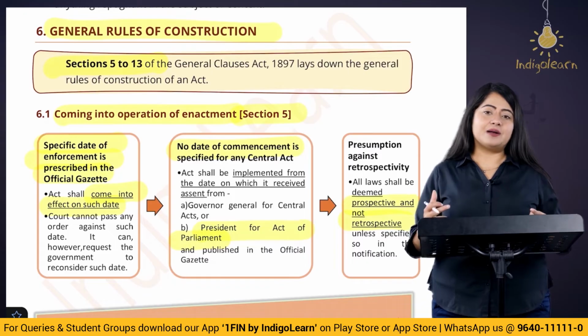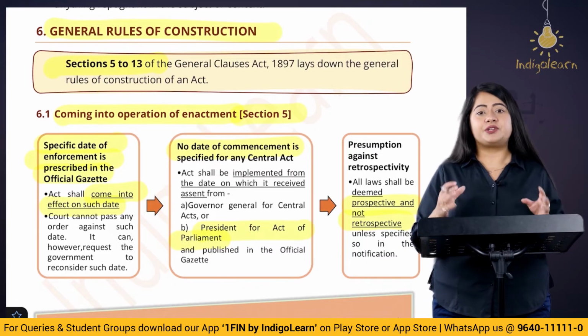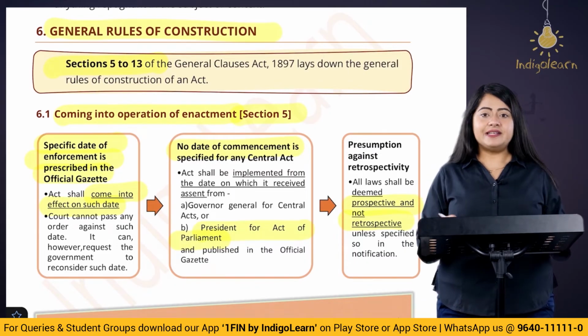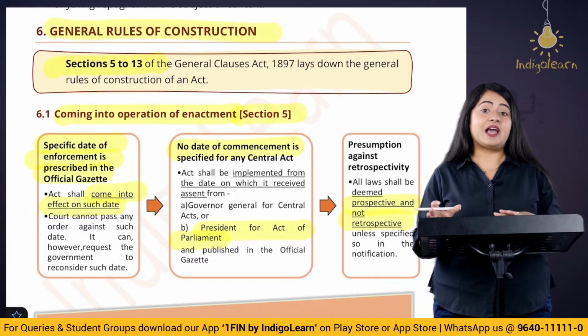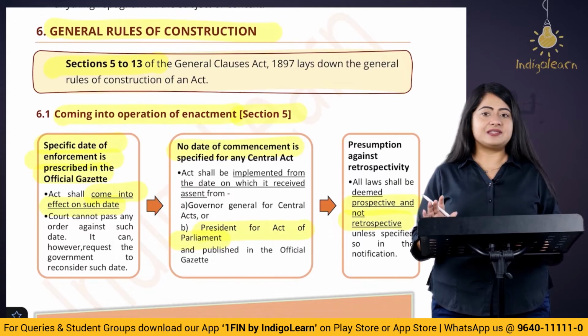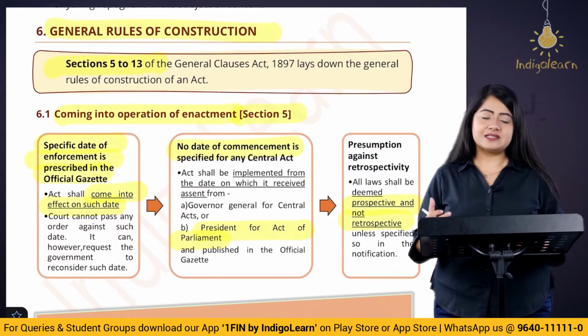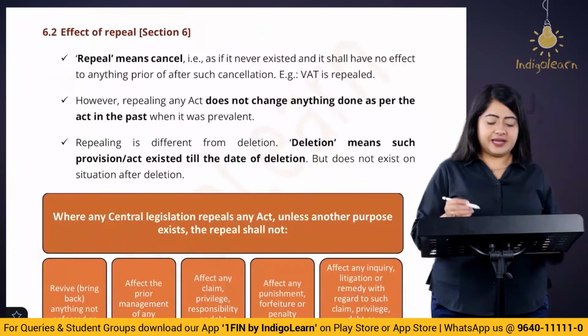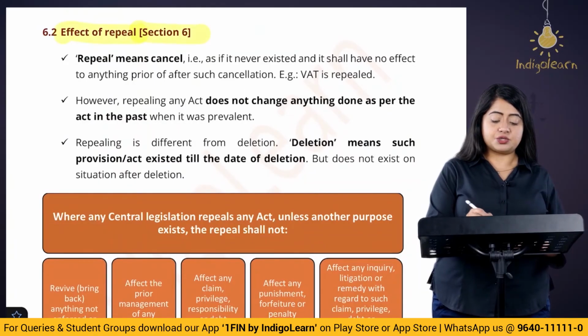So whenever an act comes into the picture, we will always assume it to be prospective, until and unless it is very clearly stated that it will have retrospective effect from a previous date. Otherwise, we are not going to consider it as retrospective. We will always consider it as prospective. The next section we are doing is section 6, effect of repeal.